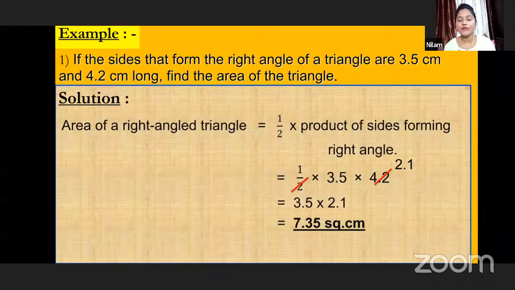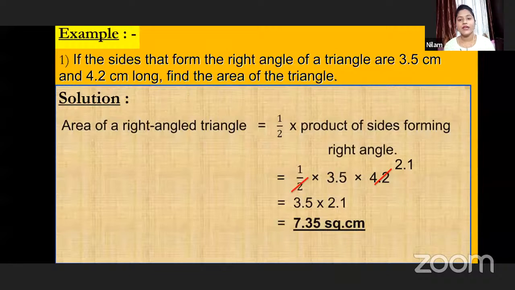See, 3.5 times 2.1. After two numbers, the decimal point is there: after 5 and after 1. That means two numbers are there after the decimal point. When we are giving the decimal point, we give it from the right hand side. So whatever answer we got after doing the multiplication, we will give the decimal point from the right hand side after leaving two numbers. So we will leave 5 and 3 and then we will put the decimal point.